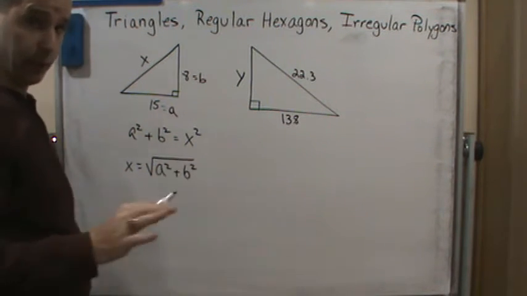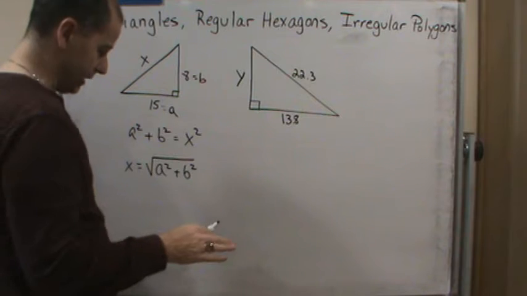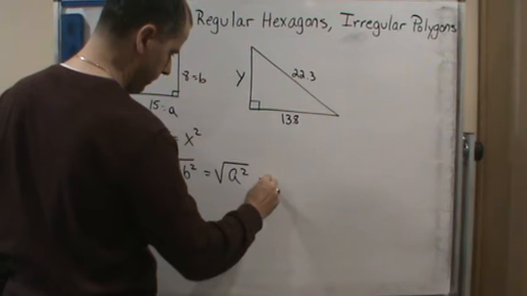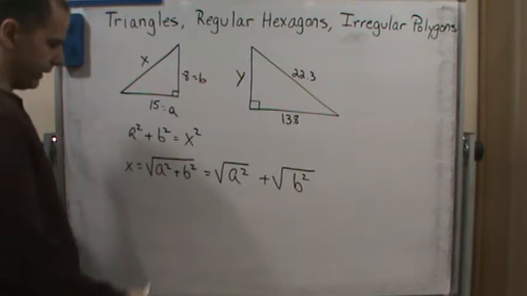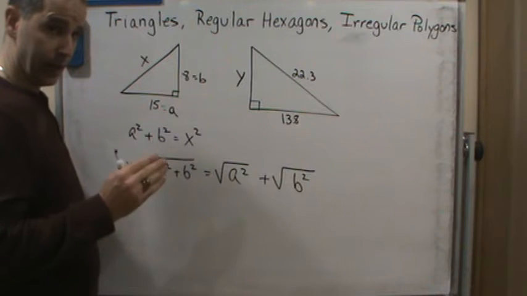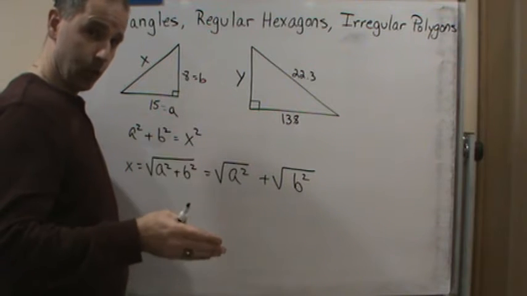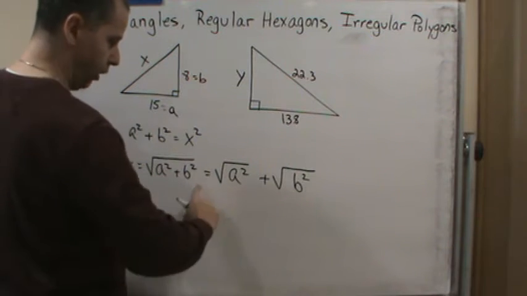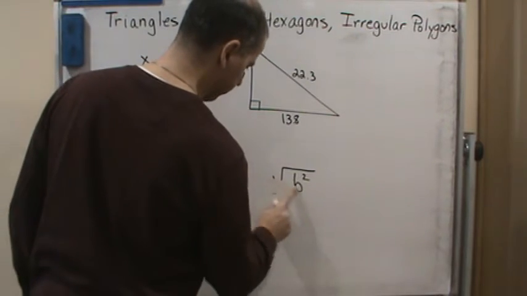Okay, now, one thing before I solve this, we cannot split this up like this. Do not do that. That is wrong. We cannot do that with subtraction either. You cannot split up square roots across addition or subtraction. You can only split up square roots with division and multiplication. So don't forget that. No, don't do this. Absolutely wrong. Okay, so I just want to let you guys know that.